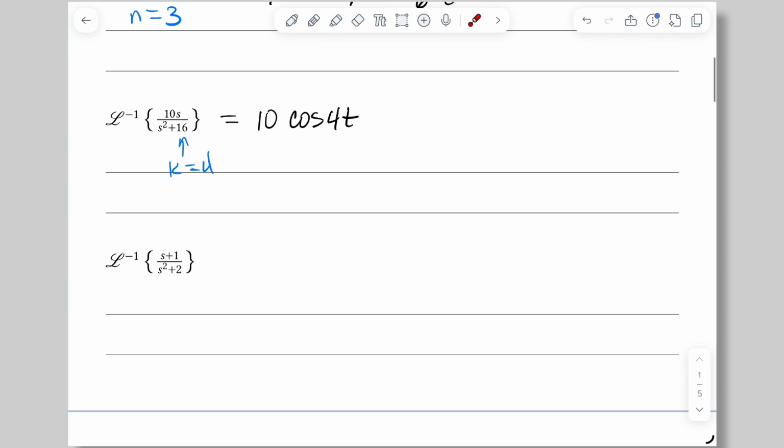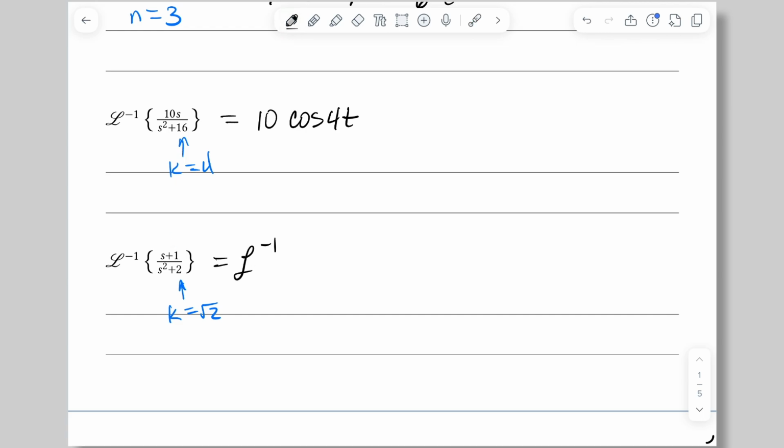That denominator has the form of s squared plus k squared, and even though 2 isn't a perfect square, it's the square of something. And so we can see that k is equal to the square root of 2. That puts us in sine or cosine territory, but we don't have anything that tells us what to do with a numerator of s plus 1. Well, that's what I'm here for.